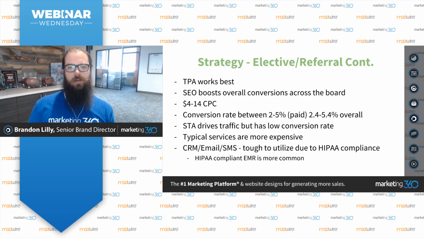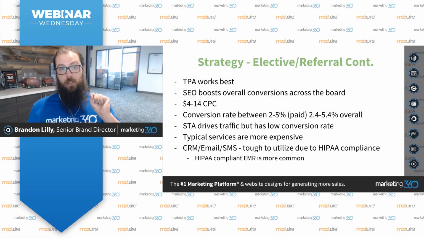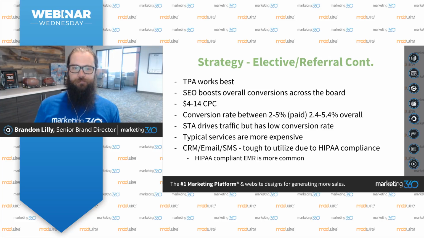There's more competition. Conversion rates between 2 and 5% on paid, and you'll notice it's about 2.4 to 5.4% overall. A lot of that has to do with the fact that people are kind of researching and identifying what they want. But the way that they find you is generally based on search specifically. So that's why those conversion rates are fairly similar.